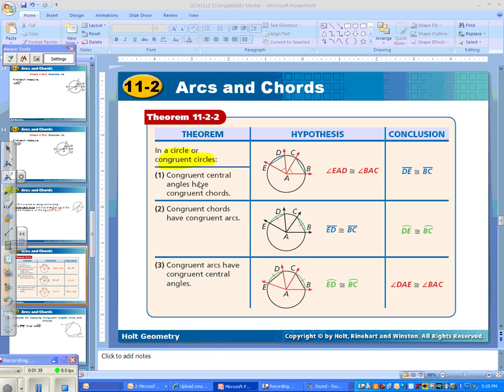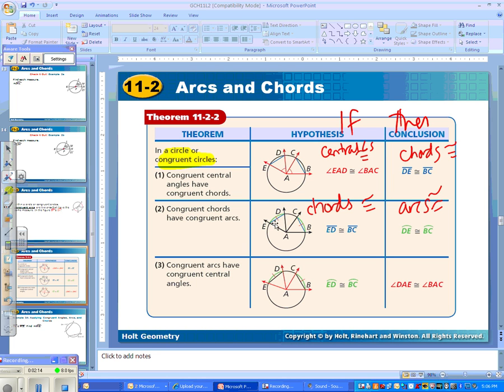So if we have congruent angles, that's what this picture says. If we have congruent angles, then we're going to have congruent segments. And notice these segments, these chords, are within these central angles. So if the central angles are congruent, then the chords are going to be congruent. And if the chords are congruent, oh my gosh, that means that the arcs are going to be congruent. That's my congruent sign.